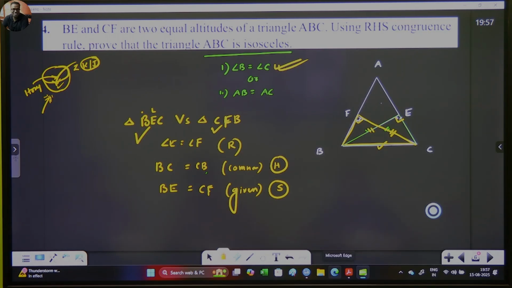Try to get the crux of the problem, whether you have got the crux or not. That is more important.